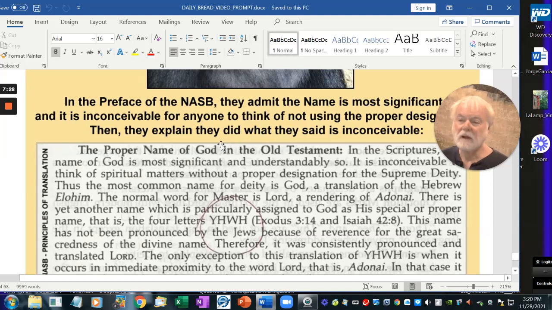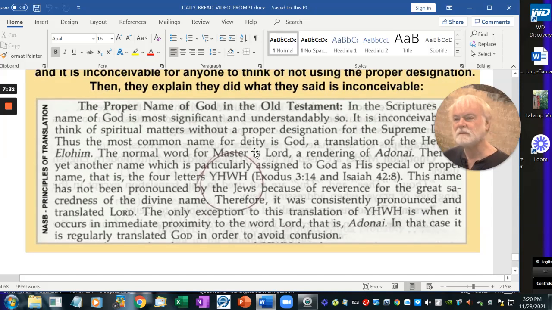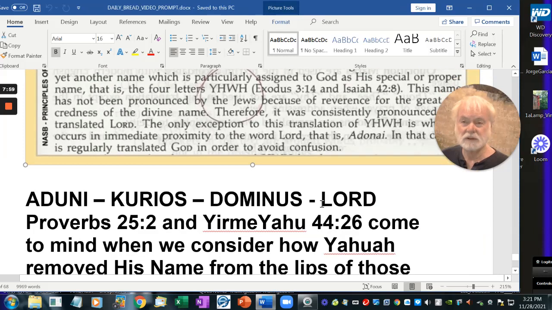Now this is their preface explanation. Therefore, it was consistently pronounced and translated Lord. The only exception to this translation of YHWH is when it occurs in immediate proximity to the word Lord, that is, Adonai. In that case, it's regularly translated God in order to avoid confusion. That makes no sense, except in a twisted mind.